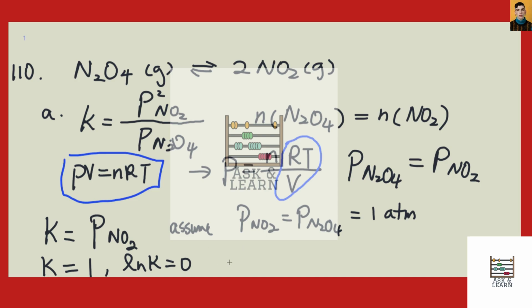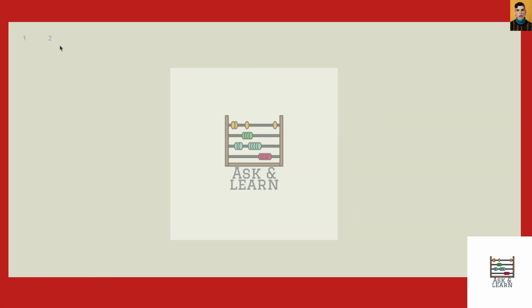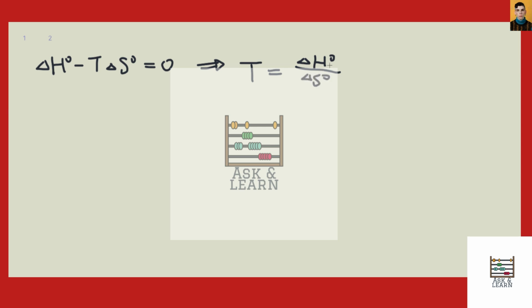So if ln K equals 0, then at equilibrium delta G0 is equal to 0, and that is equal to delta H0 minus T delta S0. If delta H0 minus T delta S0 equals 0, we get an expression for the temperature: delta H0 divided by delta S0. So we can now calculate the values of delta H0 and delta S0.